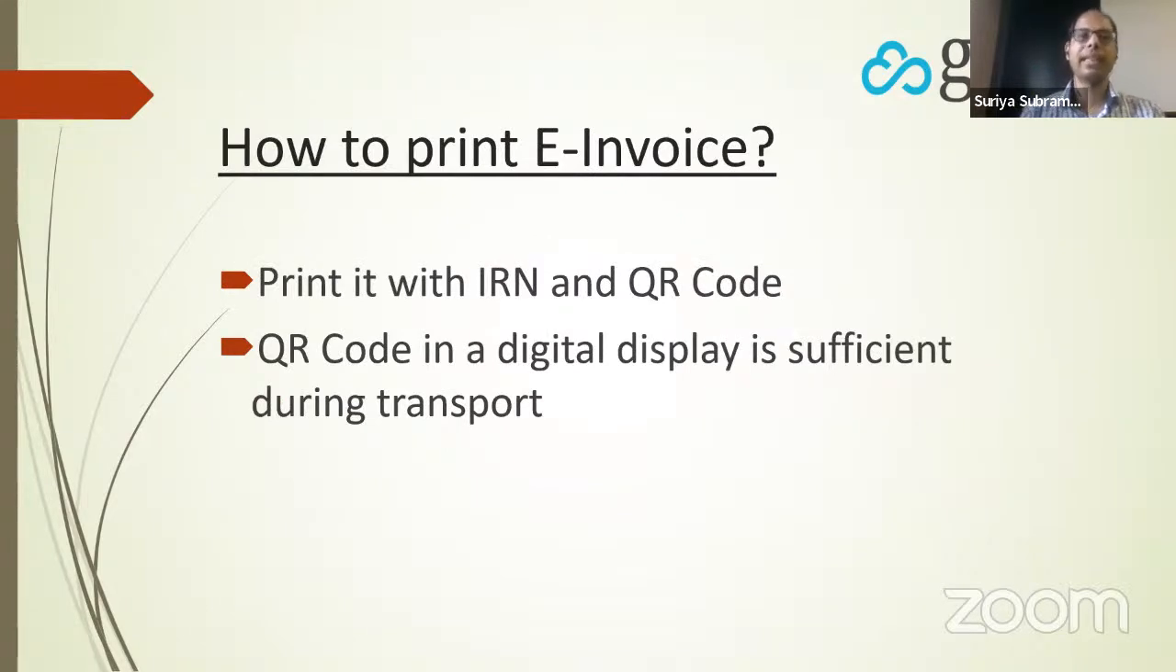How to print an e-invoice? You print it along with the IRN number and the QR code. Also, there is a notification that says the QR code in the digital display is sufficient for transport.